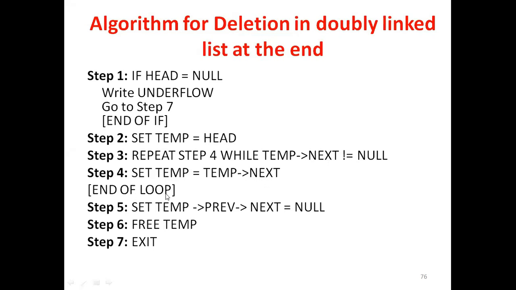So here this is the end of the loop, and when this loop terminates, temp will point to the last node. Now we have reached the last node position. Then what to do? Make the next field of the last node's previous node null. So how to do that? Set temp arrow previous arrow next equals to null. That is done here. Then just free temp and exit. So this is the algorithm. Is that clear? Any question?